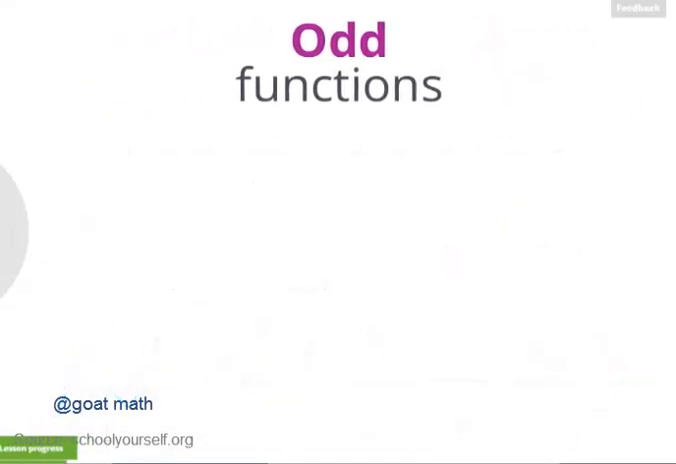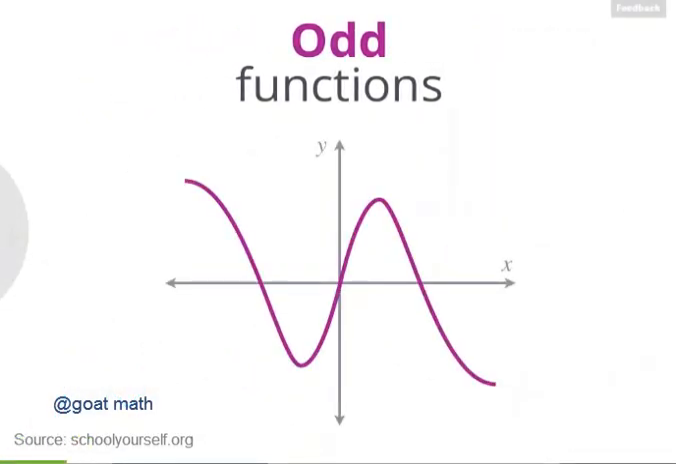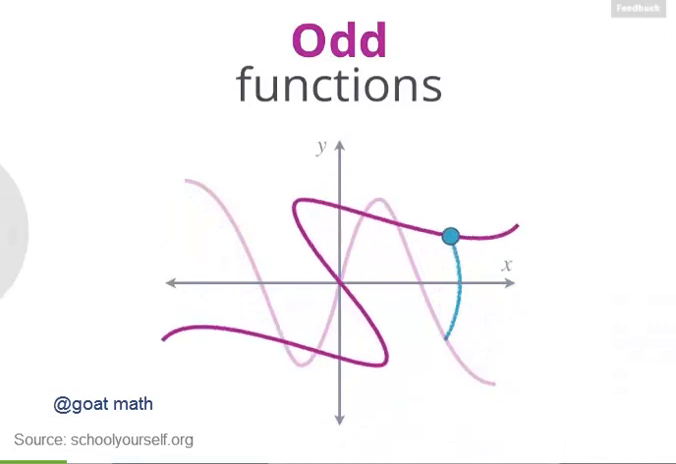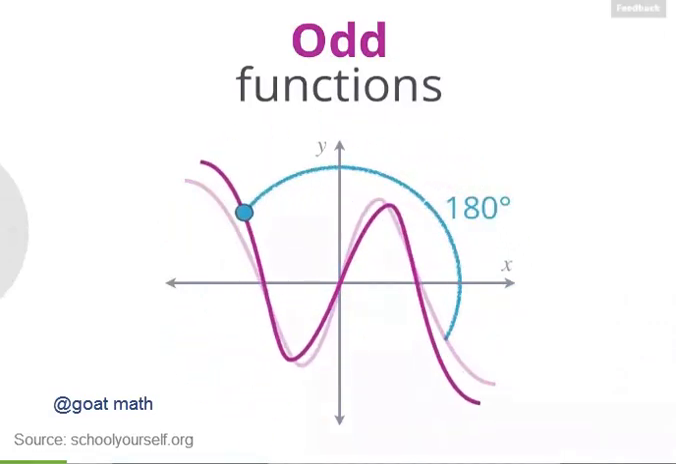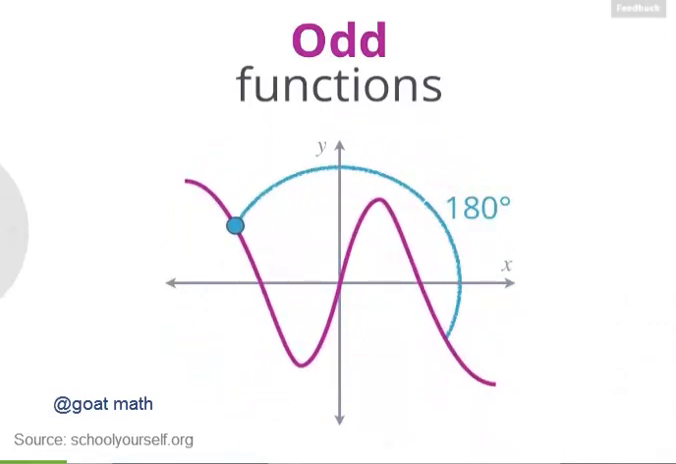Okay, let's start with odd functions. Here's an example of an odd function. A function is odd if, when you rotate it 180 degrees around the origin, you get the very same function. Let's pick a specific point, like this one over here, that we can keep track of during the rotation. So if we now rotate this function 180 degrees around the origin, we see that we get the original function again.